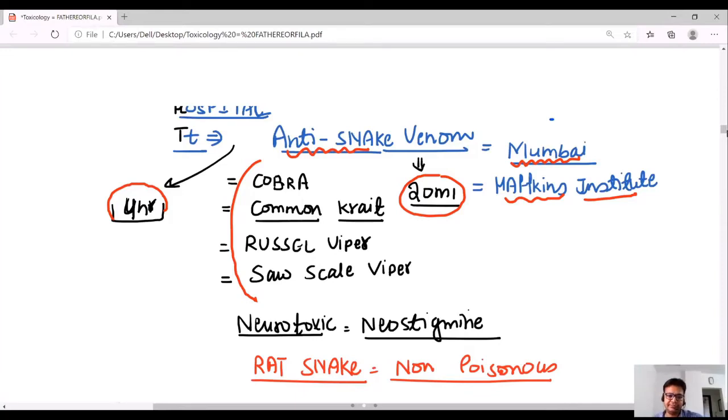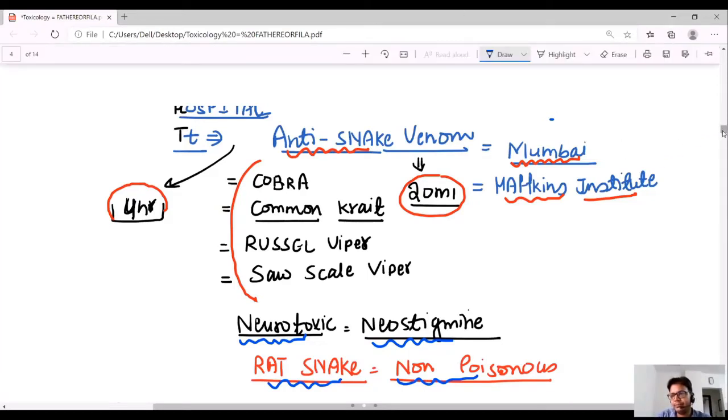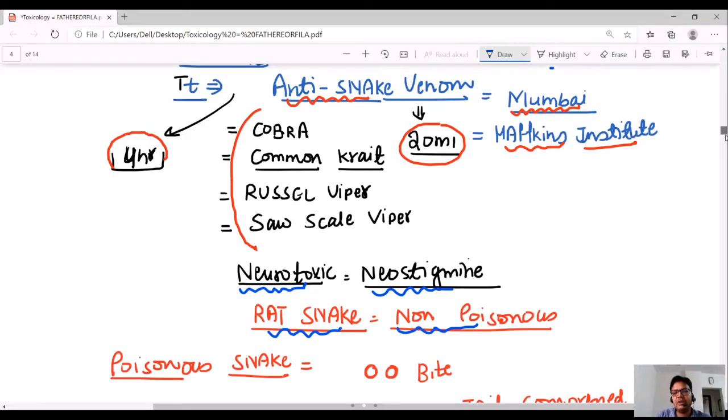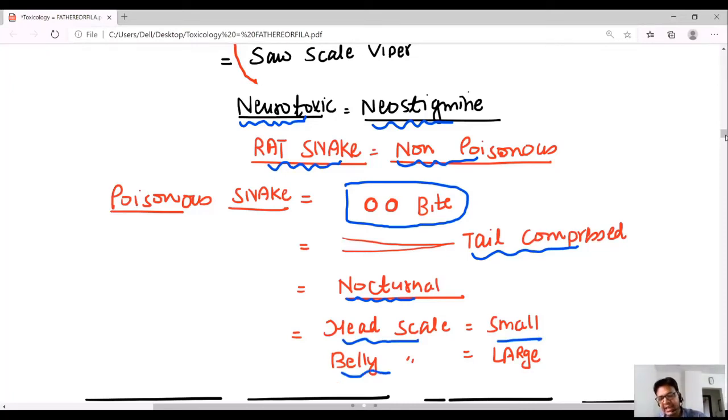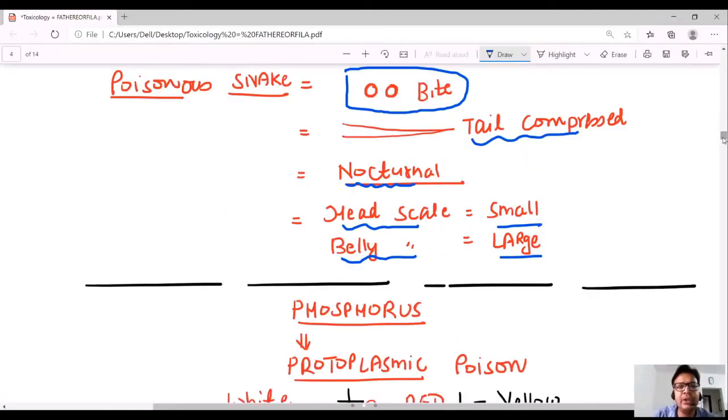For neurotoxicity, we use neostigmine as a drug. Rat snake is a non-poisonous snake. Now, if you see a poisonous snake, it has only 2 bite marks. Tail is compressed. They are nocturnal, poisonous snakes move around at night. Head scales are small and belly scales are large. Opposite will be in a non-poisonous snake.